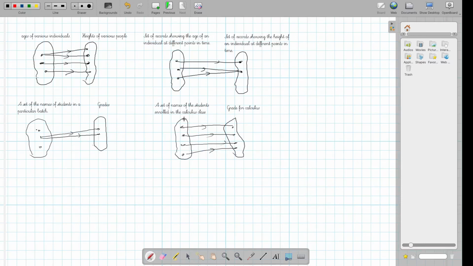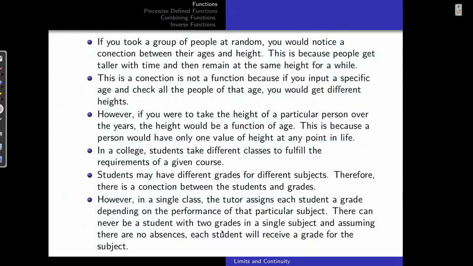So here we looked at some examples of functions. In the next video we will look at ways to represent functions. We already saw one way to represent a function using pictures. Next we will look at different ways to represent functions.